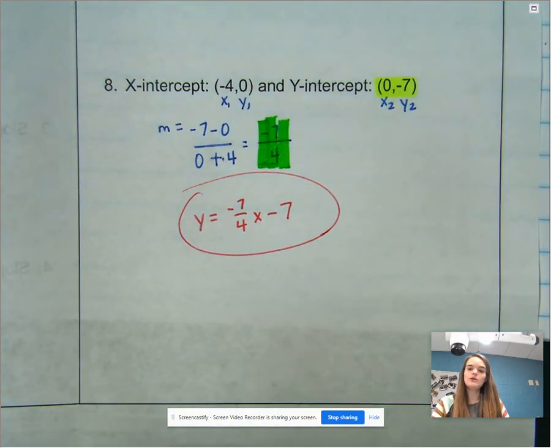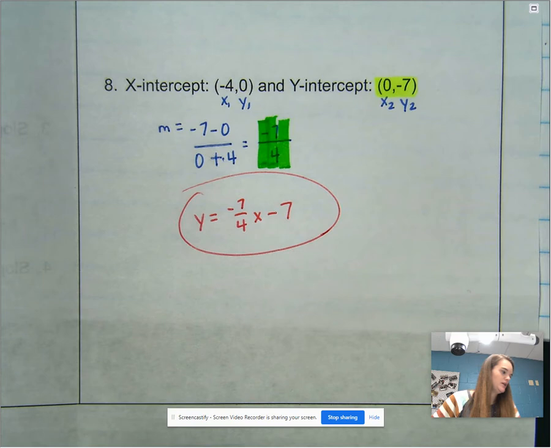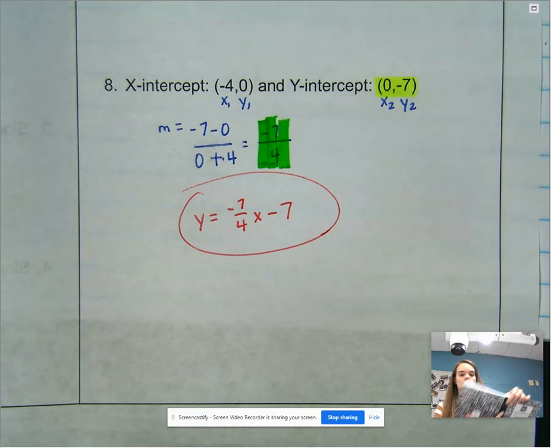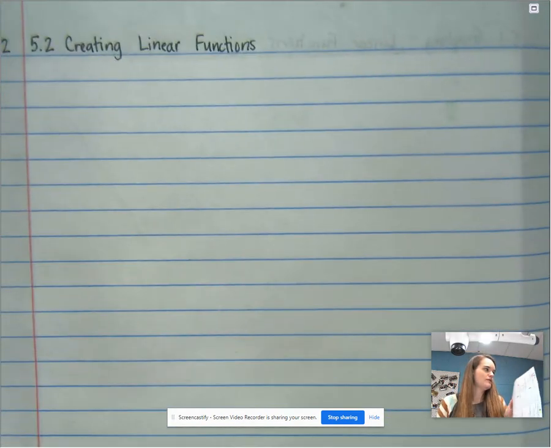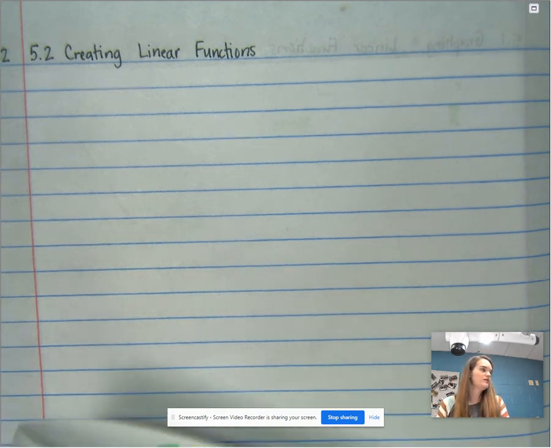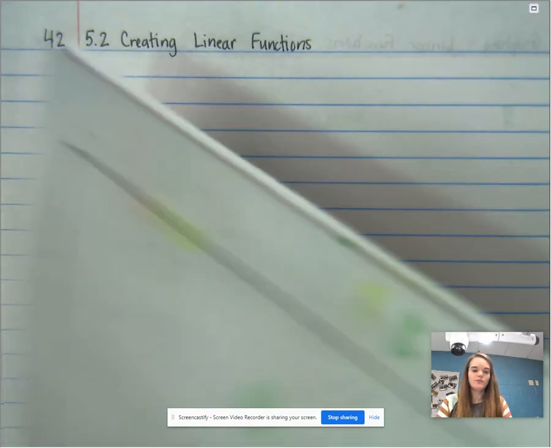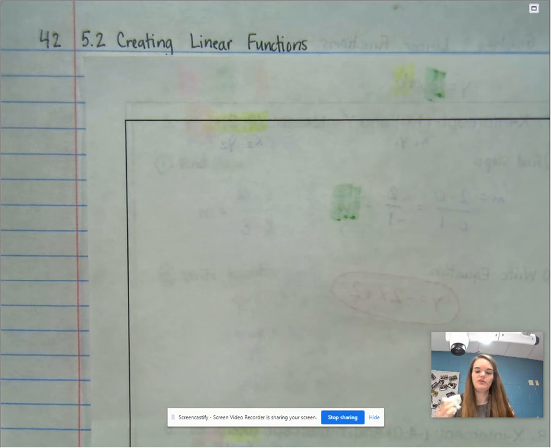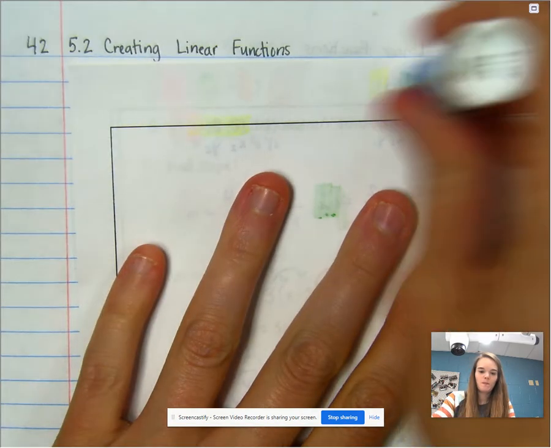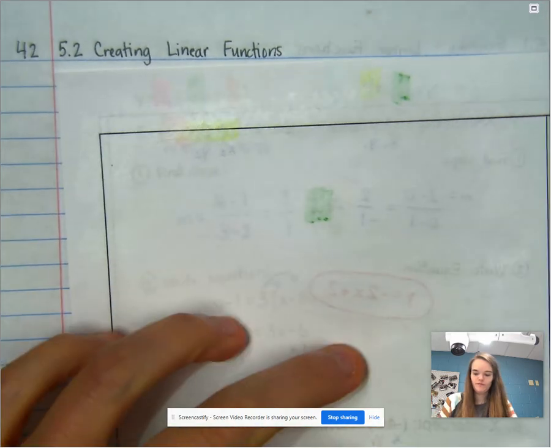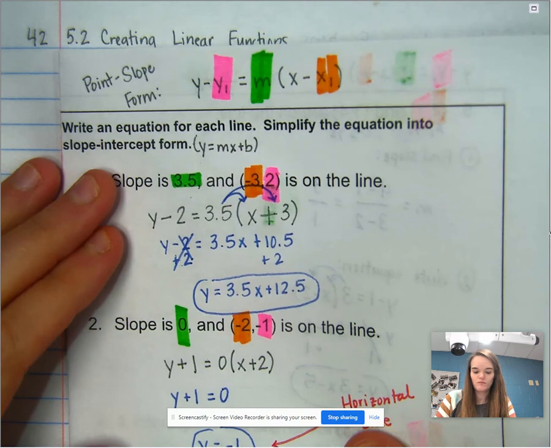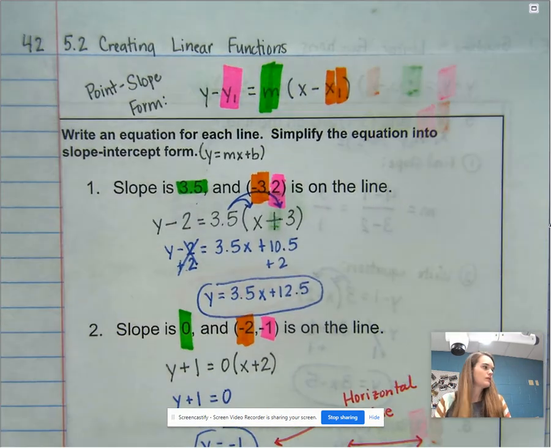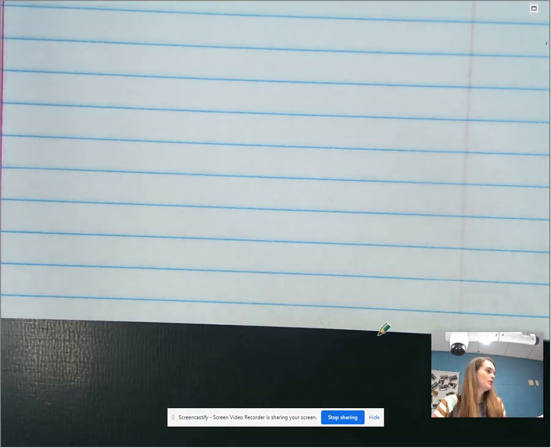Okay. All right, we are gluing this in, or you've written in your notebook, on page 42, which is 5.2, creating linear functions. This goes on page 42, which is 5.2. Tomorrow we're going to create some more. We're just going to be creating with word problems instead, okay? There you go. Now we'll see you tomorrow for the word problems.